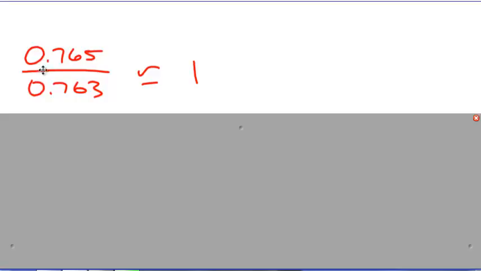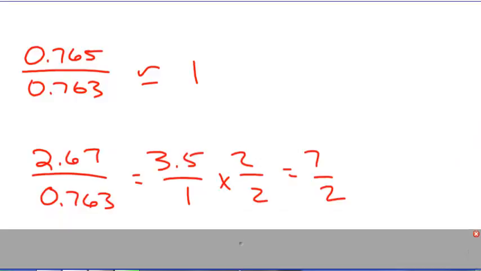Well, even though they're slightly different, when you divide 0.765 by 0.763, you get approximately 1. Putting the 0.763 on the bottom of 2.67, it comes out to a 3.5. Put that number over 1. Again, the 0.5 represents a half, so I'm going to multiply by 2 over 2. I get 7 over 2.